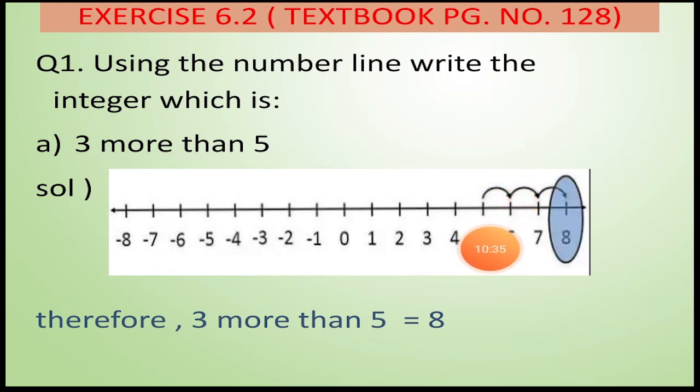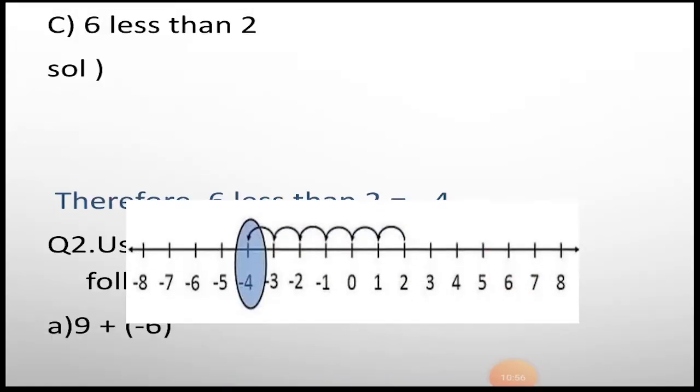So from 5 we'll take forward steps, means in the same direction we'll keep on moving. And how many more steps will we take? 3 more steps after 5. So after 5, when we keep on moving in the same direction, 3 more steps will reach 8. Okay, so 3 more than 5 will be equal to 8. Now come to the next question.